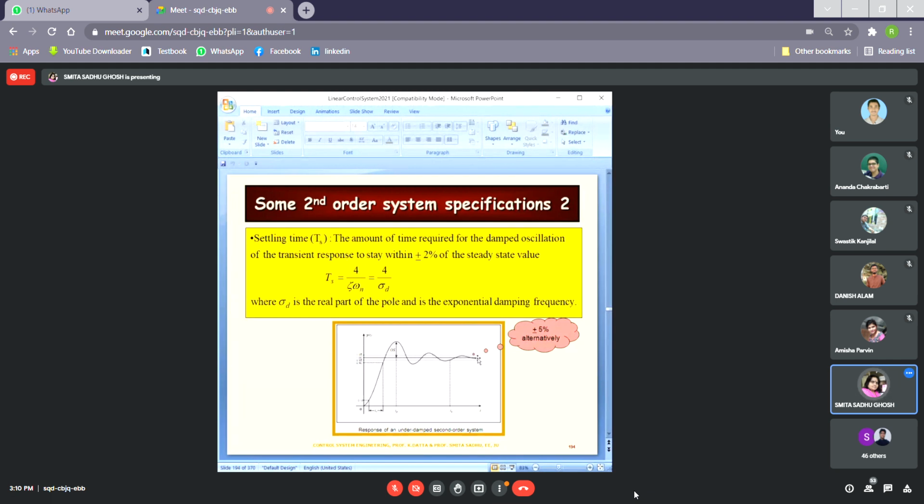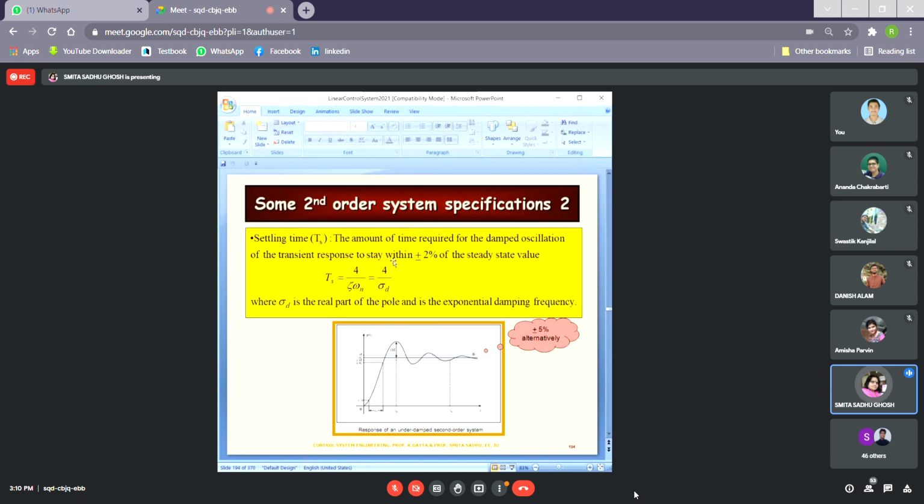The time taken to reach exactly the steady state value may be very, very large, but you would find that often the responses come close to the steady state value and oscillate very near to it. That is why the settling time has been defined not as the time to reach the steady state value, but to stay within some percentage of the steady state value. There are two alternative schools of thought. One takes plus minus 2% of the steady state value, for which the expression is given over here. If you take plus minus 5%, again there would be an alternative expression for that. You would find that in standard textbooks.